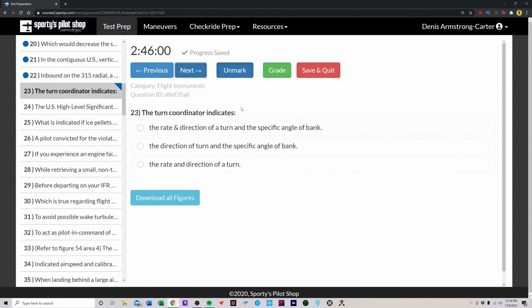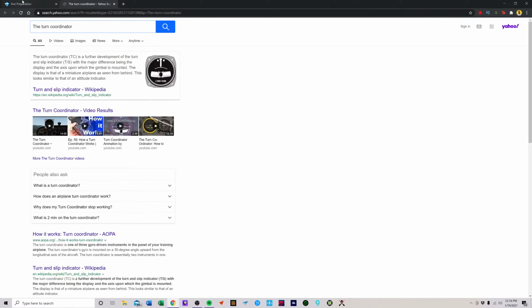The turn coordinator indicates... So we'll see what a turn coordinator indicates right here, guys. What does it indicate? Let's see, direction. I marked it because I got it wrong. I just need to see what it looks like. That's what a turn coordinator looks like. What does that give you? It doesn't say what it gives you, but that's fine.